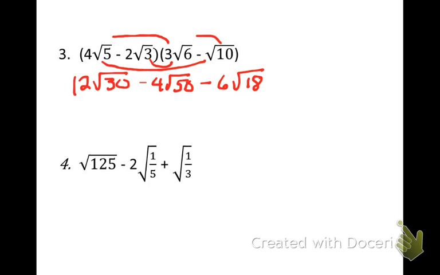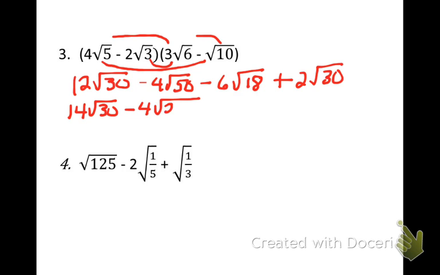And then the last is going to be plus, because it's negative times a negative, 2 times the square root of 30. If you remember, the square root of 30 cannot be simplified because we already dealt with that. So let's go ahead and put those two together and get 14 times the square root of 30, minus 4, and we're going to break 50 down into 25 times 2, perfect square in there, minus 6 times the square root of 9 times 2.